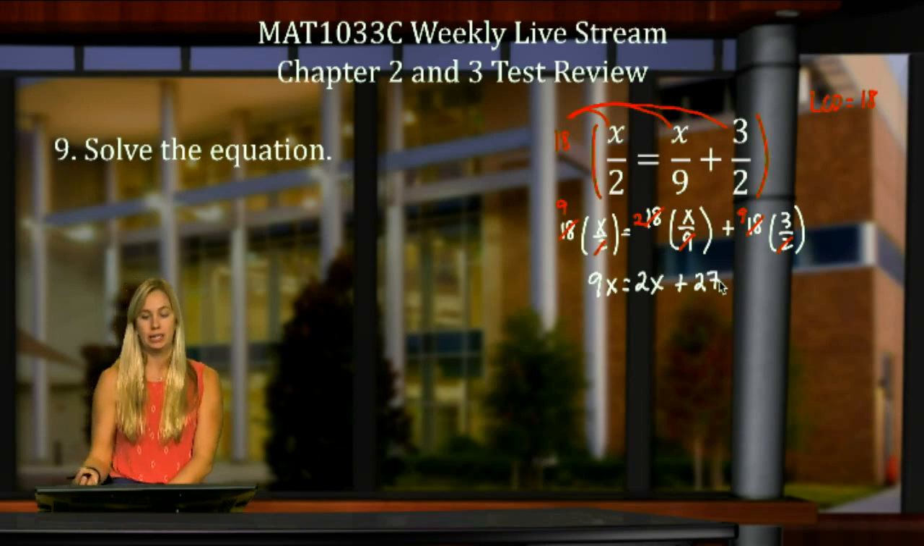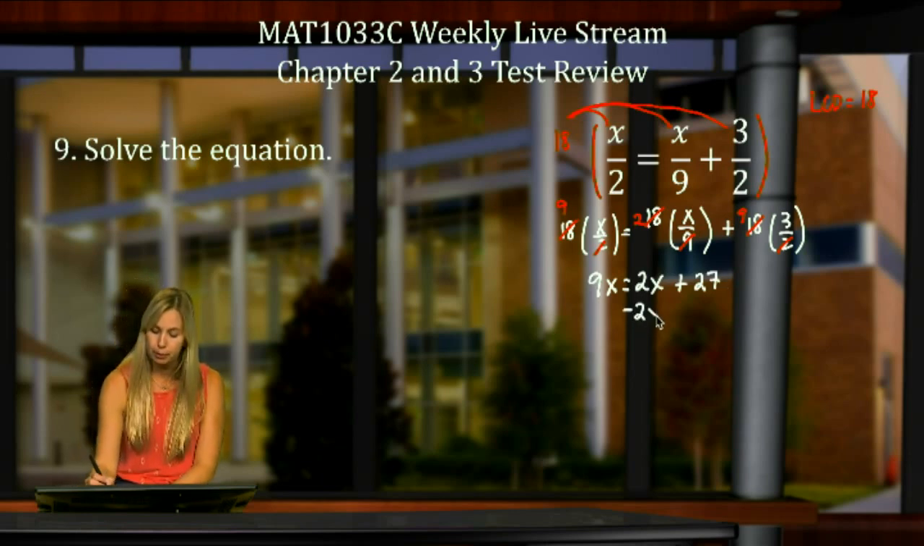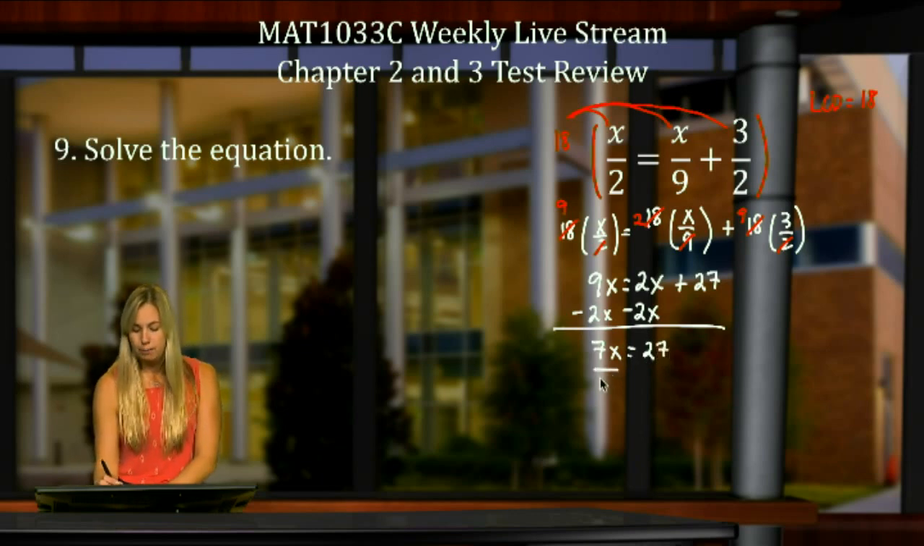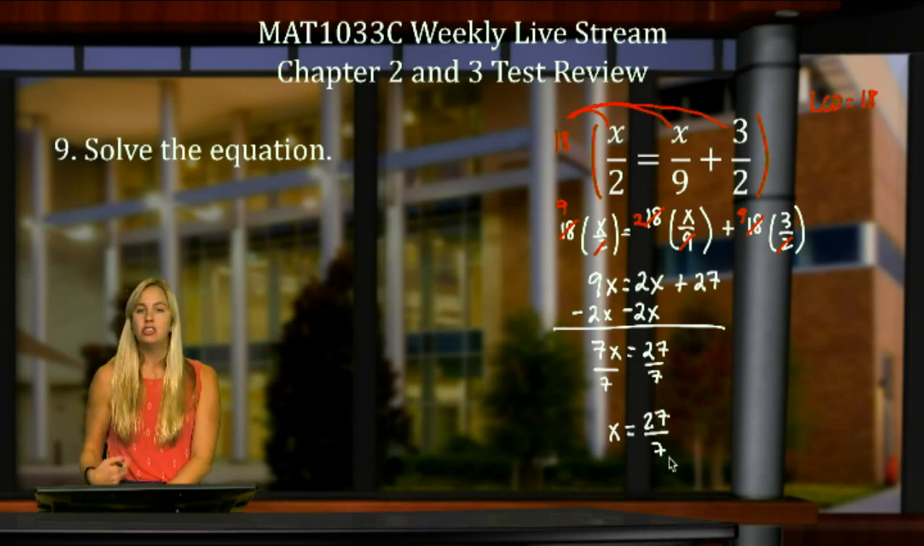We want to combine like terms, so we will subtract 2x from both sides, giving us 7x equals 27. Divide both sides of the equation by 7, and we get our solution x equals 27 over 7. And just a reminder, guys, on the test, you want to make sure that you leave this answer as a simplified improper fraction. Do not write this as a mixed number and do not use a decimal.